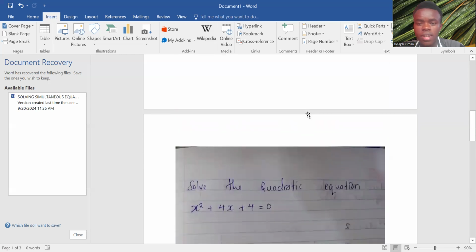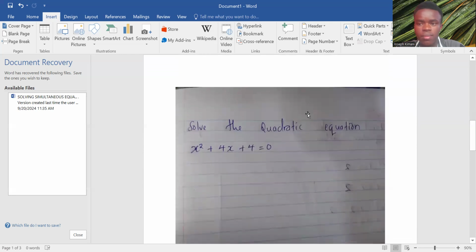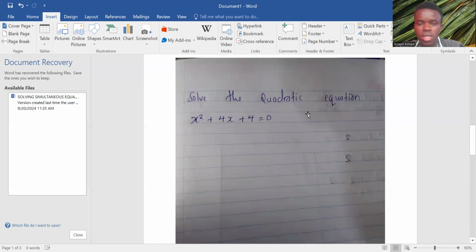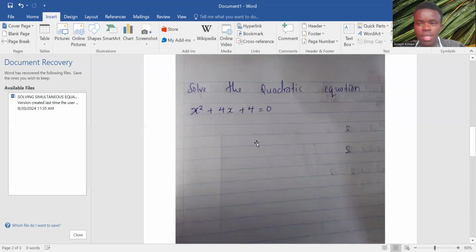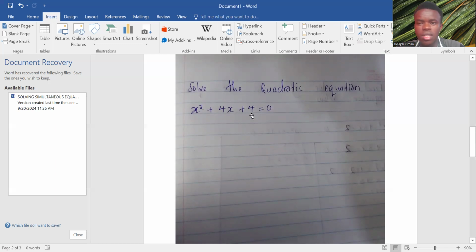Now, to test whether you've understood the concept, I want you guys to attempt this question. Let me get your answers in the comment section. x squared plus 4x plus 4 equals 0. Find the values of x, or solve the quadratic equation. Let me see your values in the comment section so that I know whether you've understood the concept.